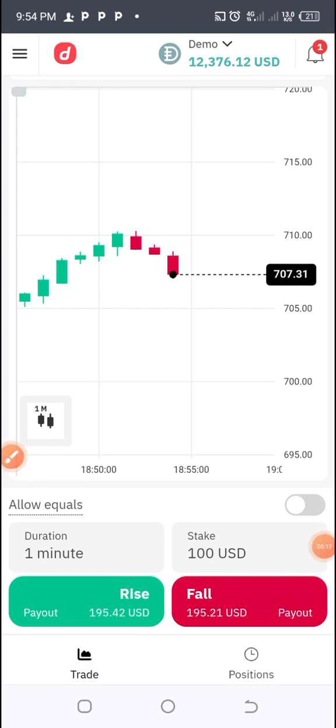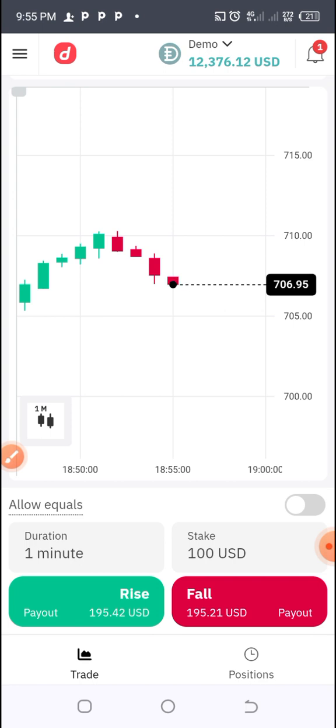So let me place one or two trades and we see. I'm staking $100. The duration we shall be waiting for is 1 minute. Let me wait for this candle to close and then place a trade. Even if I don't wait for the candle closure, because this is a bullish move, I want to see how this current candle is going to close. Okay, it has closed. Let me place sell, rather fall.